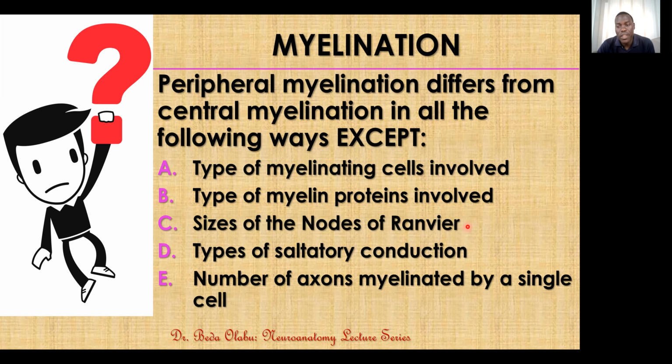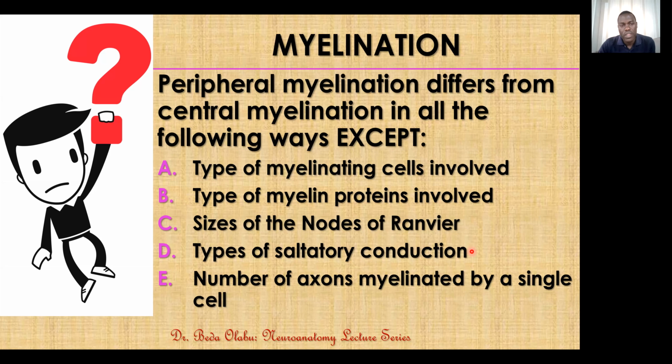The sizes of the nodes of Ranvier vary depending on whether you are in the central or peripheral nervous system. I'll give you a chance to go check which one has larger nodes of Ranvier and which has smaller ones. Also, the myelin proteins in the central nervous system are different from those in the peripheral nervous system. It explains why some diseases that attack the myelin sheath are limited to the CNS, while others are limited to the peripheral nervous system. So the correct response is saltatory conduction, the jumping of action potential from one node of Ranvier to the next. It doesn't matter where that myelination is. As long as a neuron is myelinated, it will have saltatory conduction, and we don't have different types of saltatory conduction.